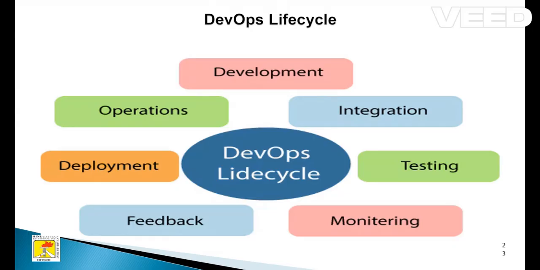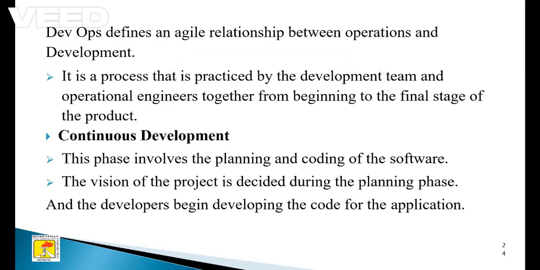This is the whole process of the DevOps life cycle. Here, it does the development, operation, integration, deployment, testing, feedback, and then monitoring. Here, DevOps defines an agile relationship between the operations and the development. It is a process that is practiced by the development team and operational engineers together from the beginning to the final stages of the project.